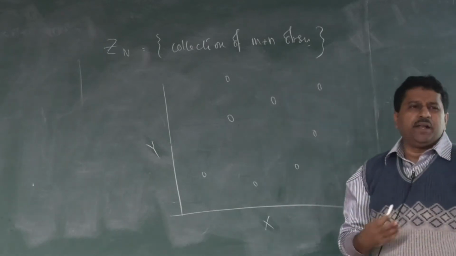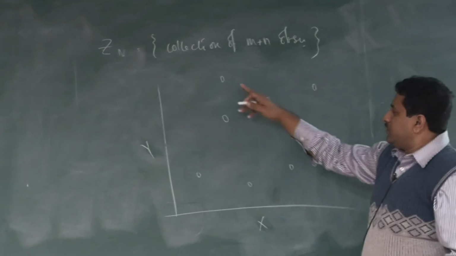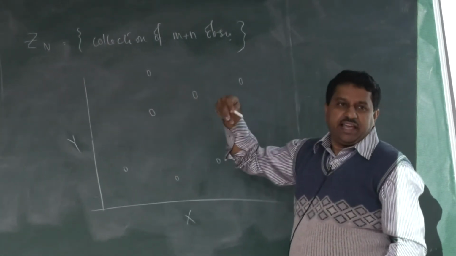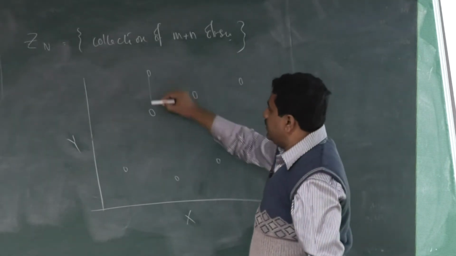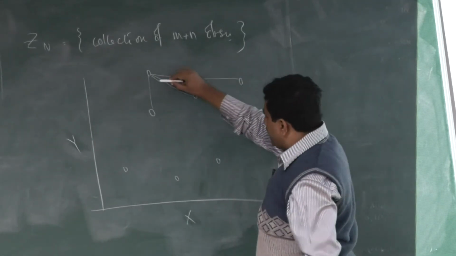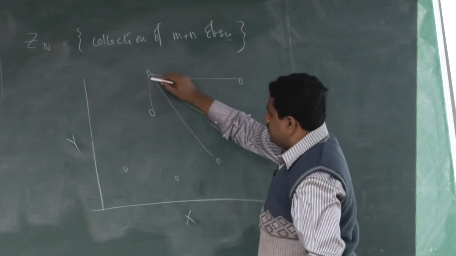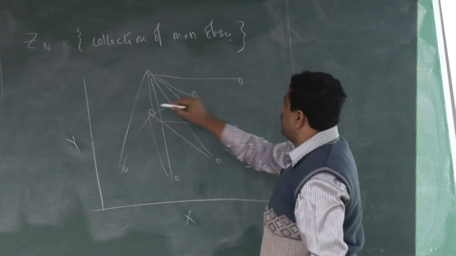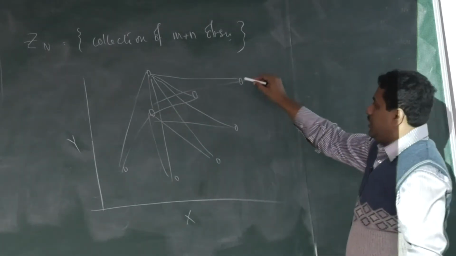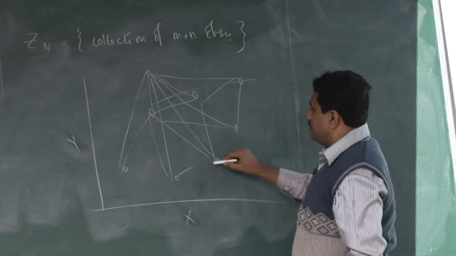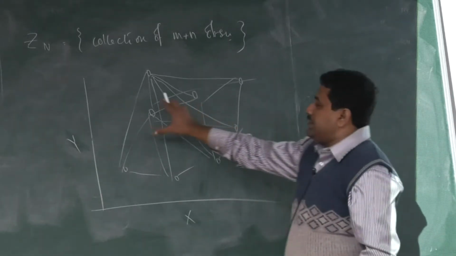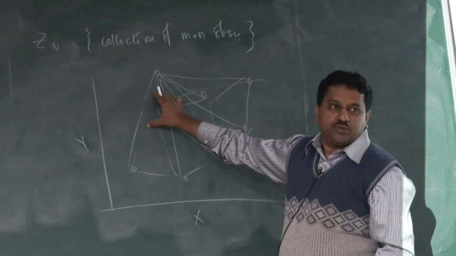Now I am considering a complete graph. Complete graph means between any pair of vertices there is an edge. So this one is connected to all other vertices. Similarly, this one is connected to all other vertices, and so on. So I have a complete graph like this. And in the complete graph, each of these edges has a weight or a cost associated with it.